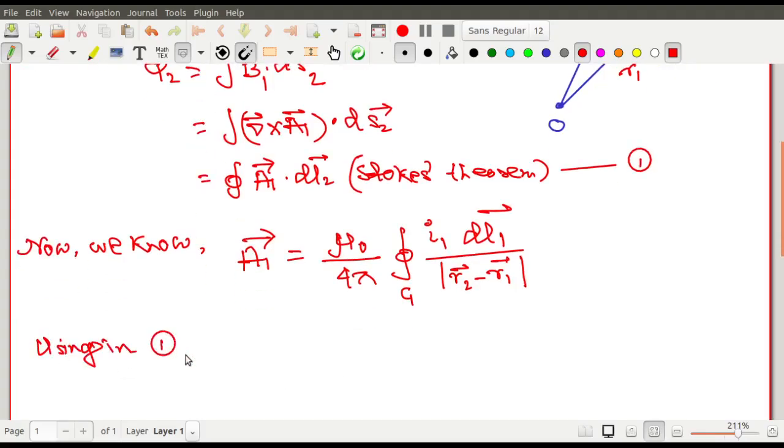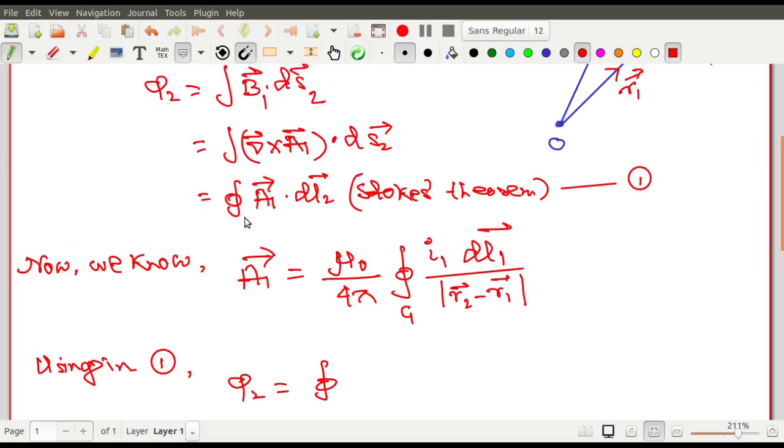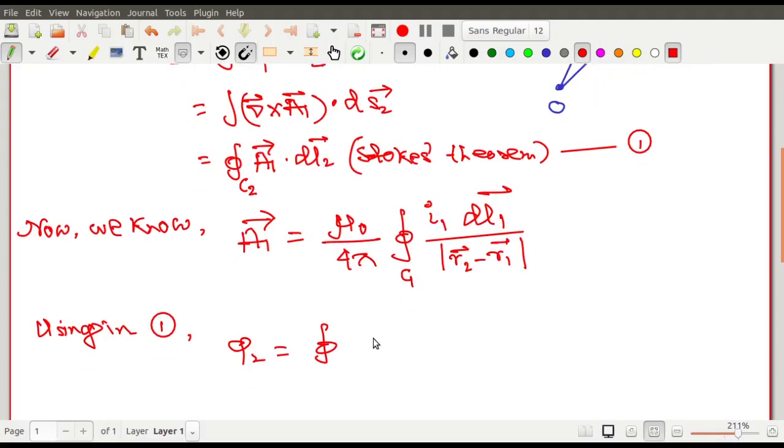So if you use it in equation 1, then this phi 2 comes out to be a closed integral of, now you see that there will be a double integral. This integral is actually over the curve C2 and this integral is over C1. Why did I write curve C2? Because it is dl2, and this is C1 because this is dl1. This one I call C2, fine. So what will the expression be if I put it over there?